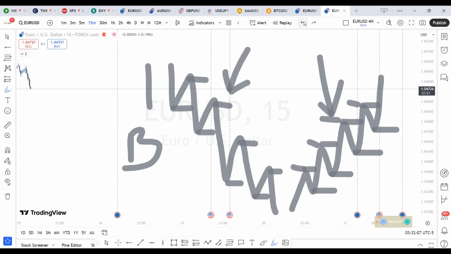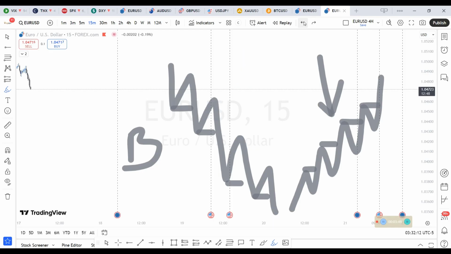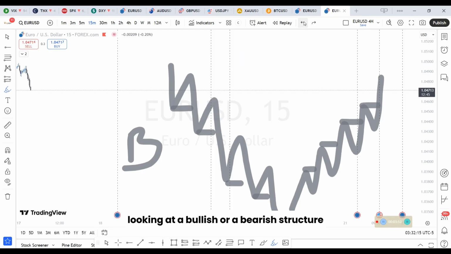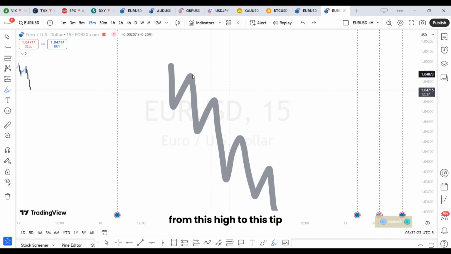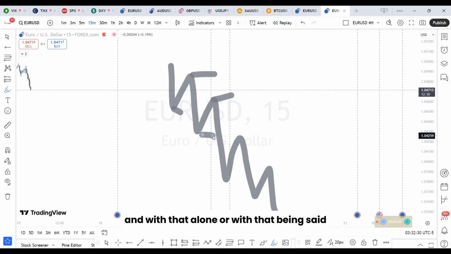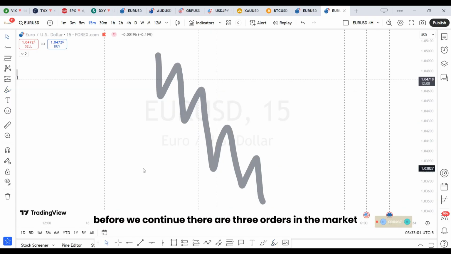Now, that is basically what you want to do as a trader looking at a bullish or a bearish structure. You want to be able to catch the market moving from this high to this tip, and with that being said, you are sure of making profit whenever you catch such a trade.